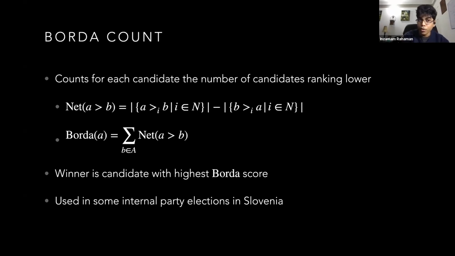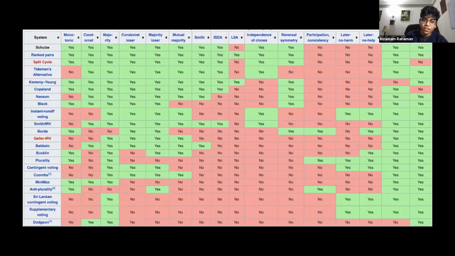There's also an old method called the Borda count. So the idea here is that for every pair of candidates, you compute how many more people prefer one to the other, so say A to B, right? So the net of A greater than B is the number of voters who prefer A to B over those who prefer B to A. And then the Borda count is the sum for every A across those net preference strengths, and the winner is the candidate with the highest Borda score, right? This is actually used in some internal party elections in Slovenia. And here, as you can see, is this on this list? Yes, it is. Okay, yeah, it still misses out on quite a few criteria there.